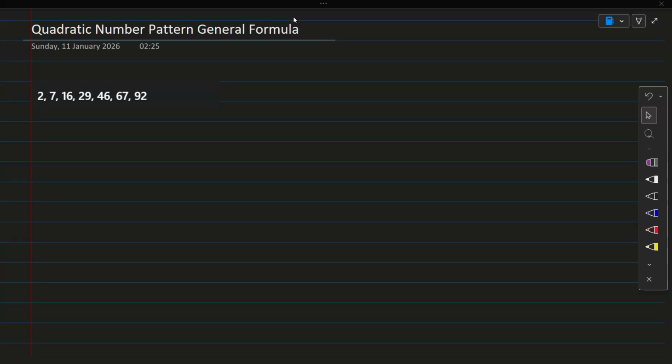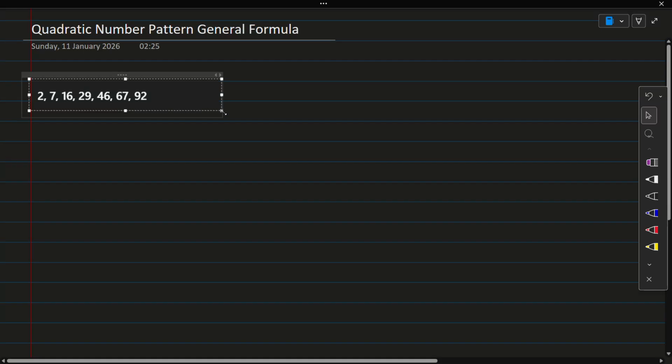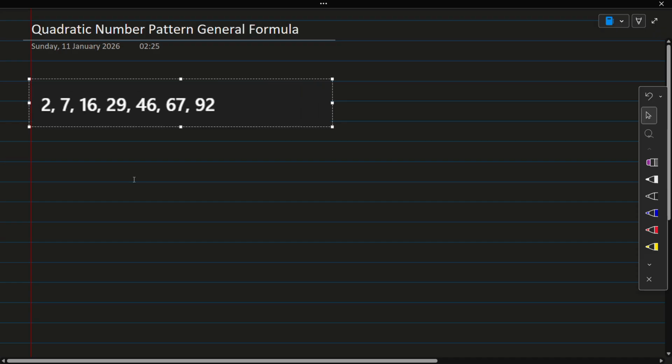So guys, today we're going to be learning how to find the general equation for a quadratic number pattern. The difference between quadratic number patterns and linear number patterns lies in the difference. In a quadratic number pattern, the first difference is not constant.